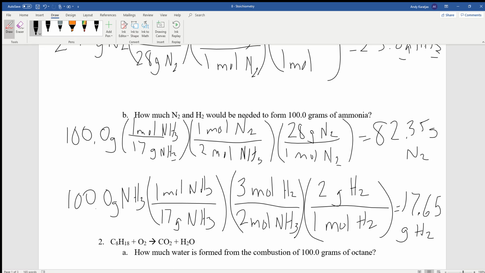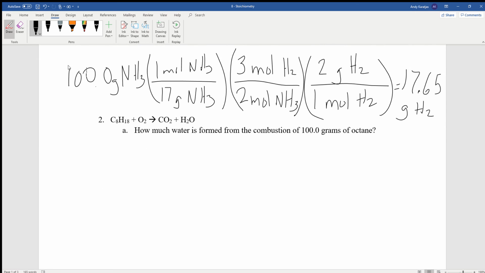All right, let's go on to our next example. Here we're looking at octane. So in other words, as you burn gas in your car, how much water does it produce? So we need to balance this. I'm not going to go through the balancing. We've actually already done this one. And we know that the coefficients are 2, 25, 16, and 18.